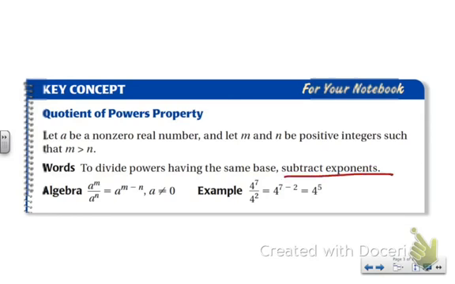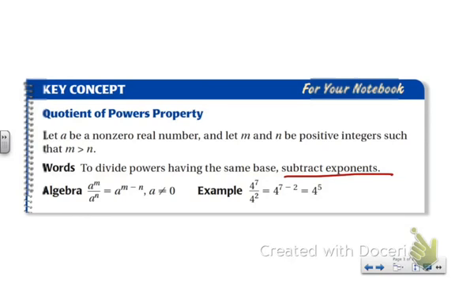So if we have a to the m over a to the n, that's the same as a to the m minus n, where a is not equal to 0. So for example, if we have 4 to the 7th divided by 4 squared, that's 4 to the 7 minus 2, which is 4 to the 5th power. And again, they have to have the same base.